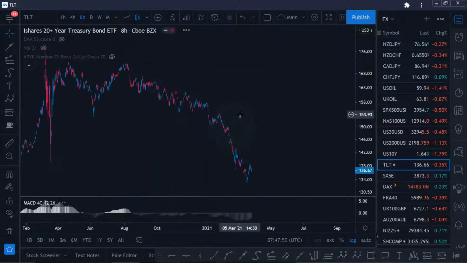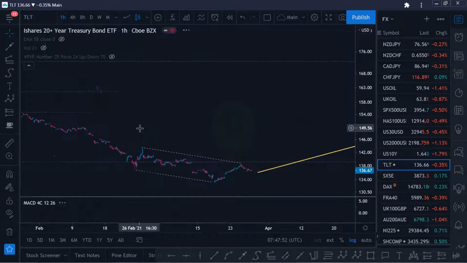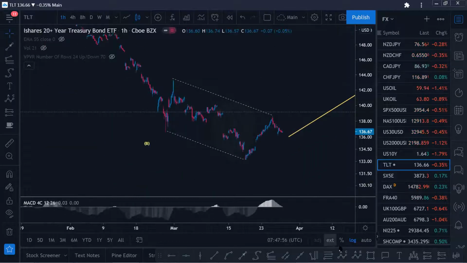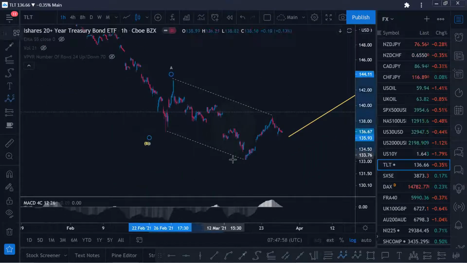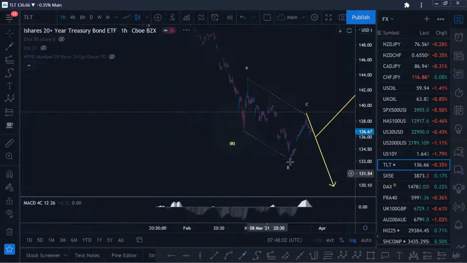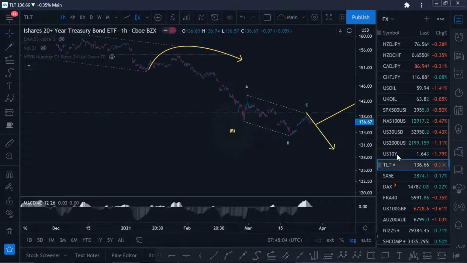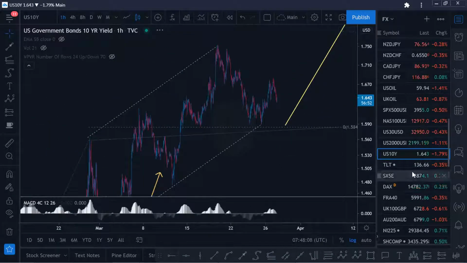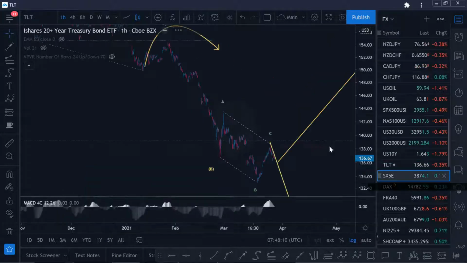When you go to TLT, you're seeing the same thing on the lower time frames. You can see how we've had this ABC structure play out quite nicely, and we started to see this fall to the downside once again. So we should expect further downside in TLT, which means higher yields moving forward. I think we're going to 2% plus in the yields.